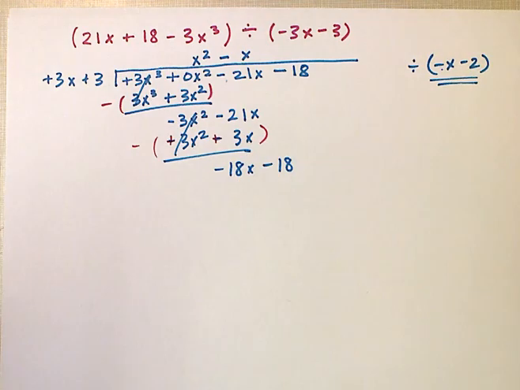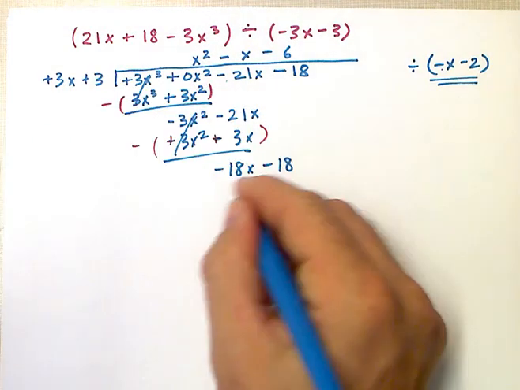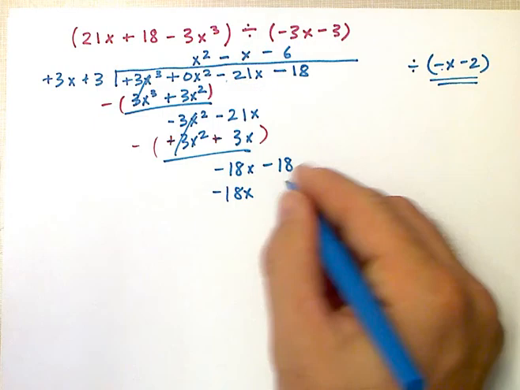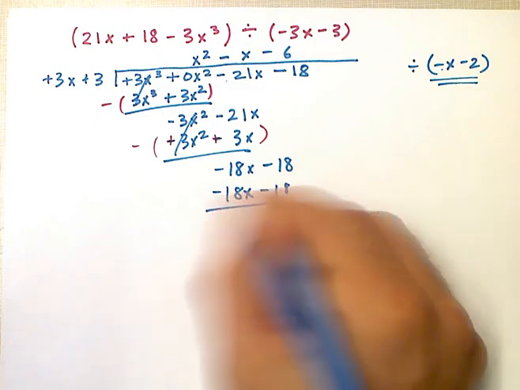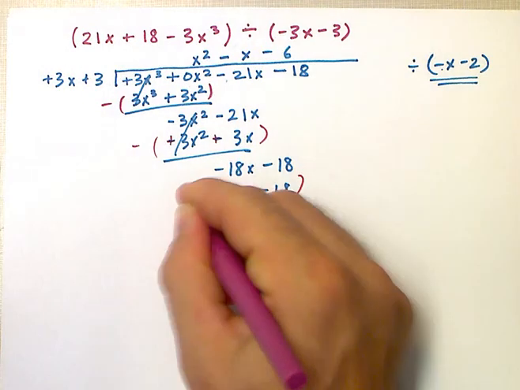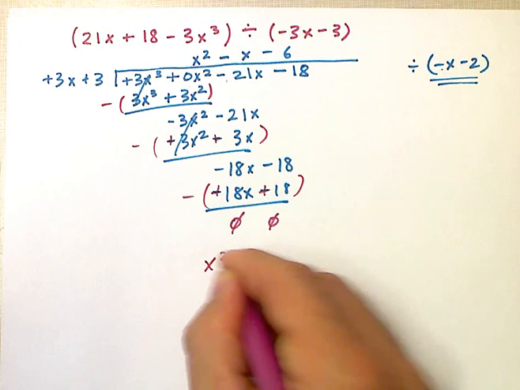I want to multiply by negative 6. Negative 6 times 3x is a negative 18x. Negative 6 times the 3 is also negative 18. And then I'm changing my signs here, which would cancel everything out. And then I'm left with x squared minus x minus 6.